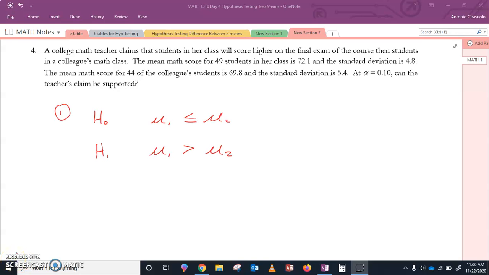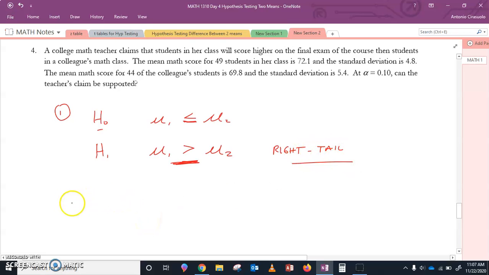The mean for class 1 is greater than the mean for class 2. That is their claim. That would mean that the mean for class 1 is less than or equal to, once again, the equality is in the null hypothesis. And as a result, this tells us that this is going to be a right tail test. Right, so it's going to be a right tail test.